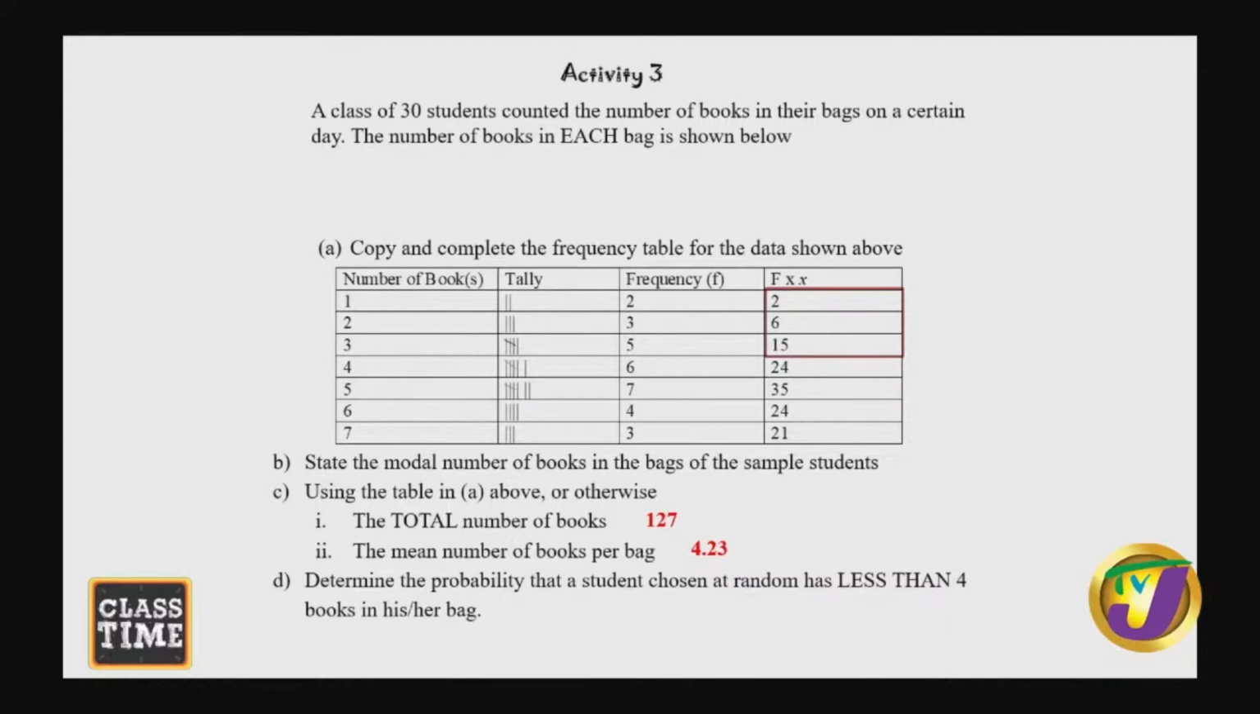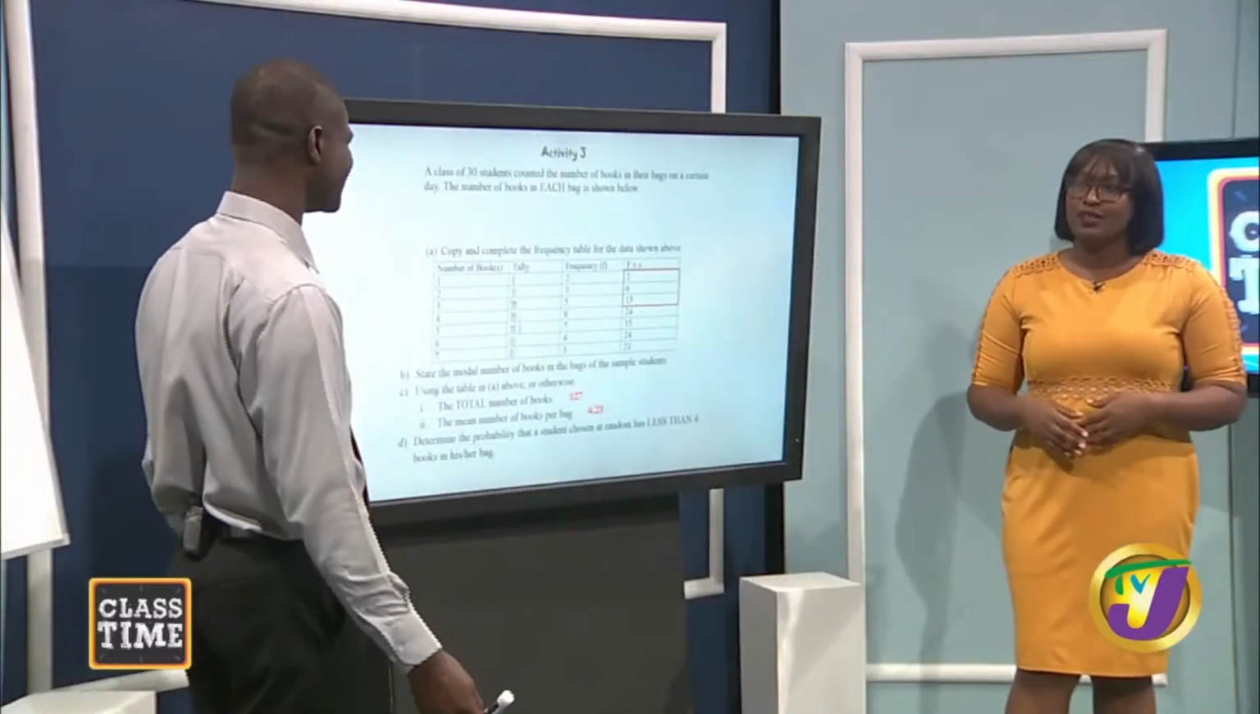Yes. So on average, though, we would write 4 books per bag. So if you notice here, we have 4.23. But we're talking about books. Can we have a fraction of a book in your bag? These are some things. The cover is gone or a few leaves.